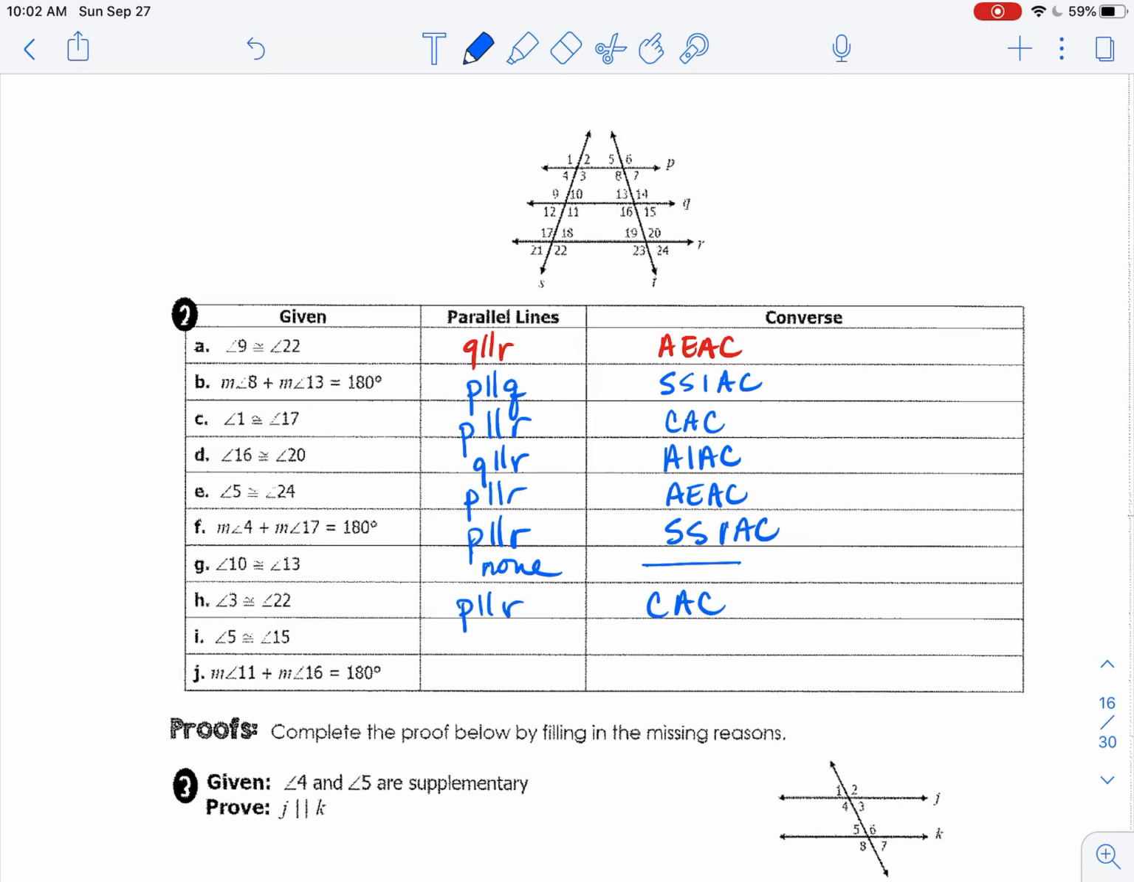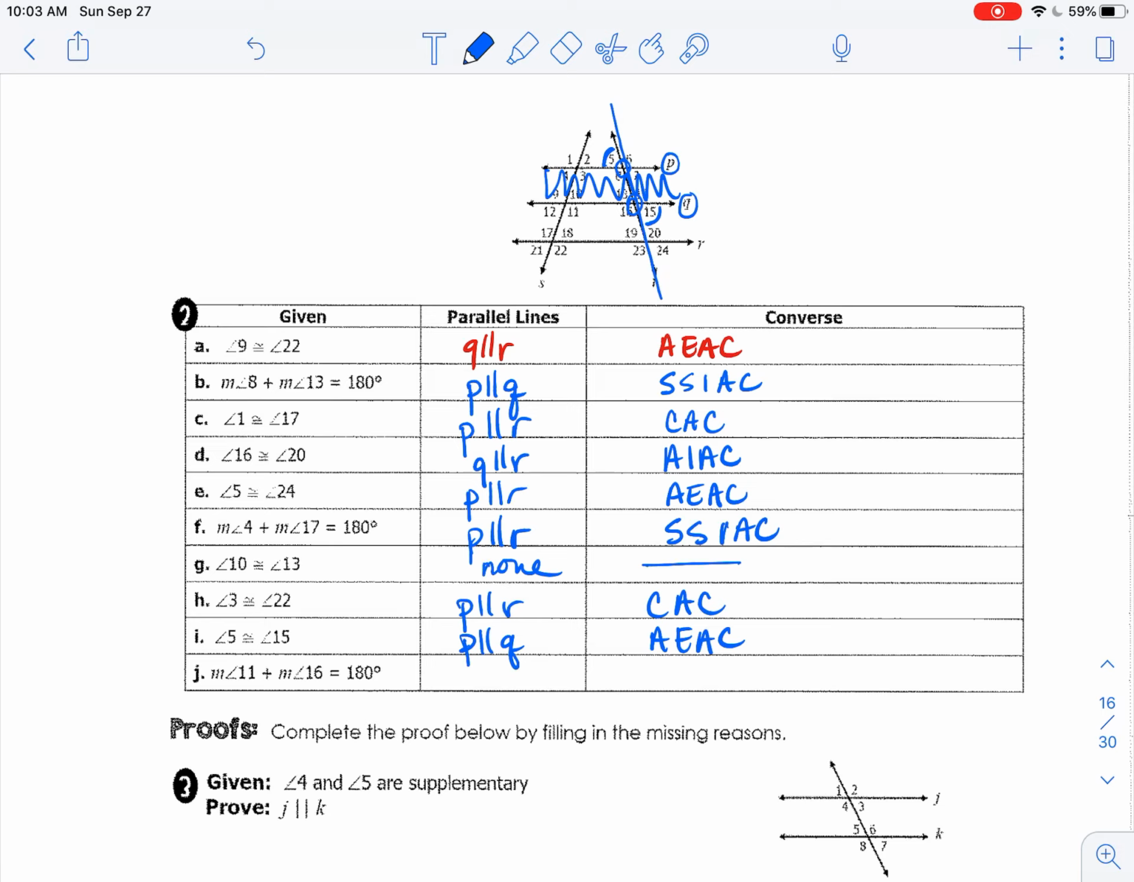Okay, 15 and 5 are up next. Let's take a look. Angle 15 is this guy, angle 5 is this guy. First thing, here's the transversal. They are in two different angle groupings, and they are alternate exterior of this interior region. So I can confidently say that P and Q are parallel, and this is alternate exterior angles converse.